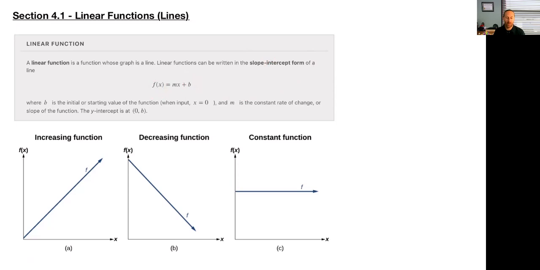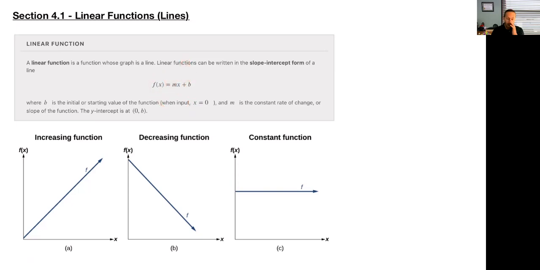So if you remember the y-intercept, the way that we find intercepts is by letting the other letter equal zero and solving for the one that we want. So if we want to know what the y-intercept is, we let x be zero, and it doesn't matter what our slope is. If x is zero, that whole term goes to zero. So we get that our y is equal to whatever this number is out here, positive or negative b.